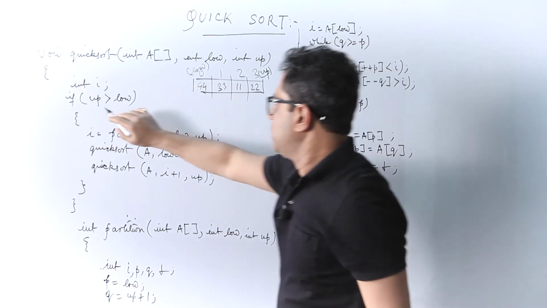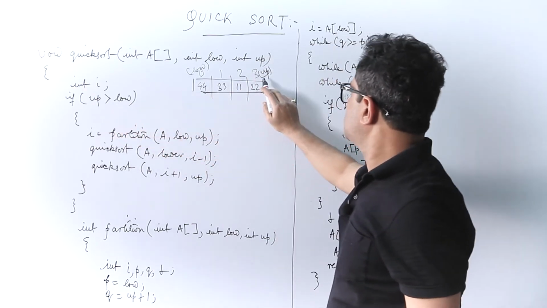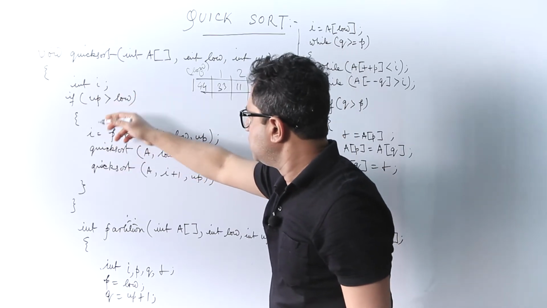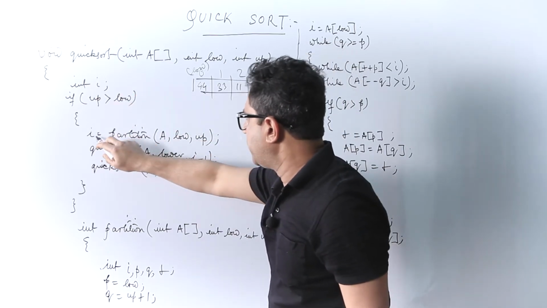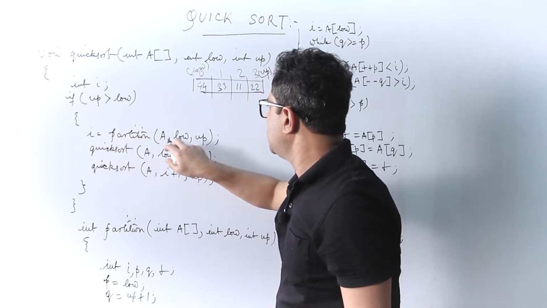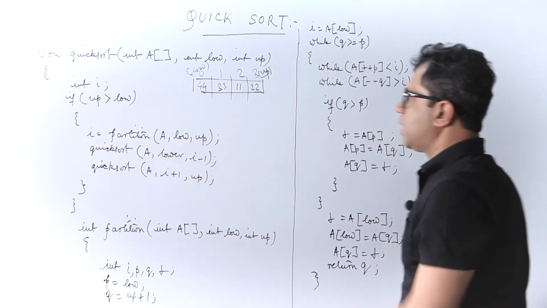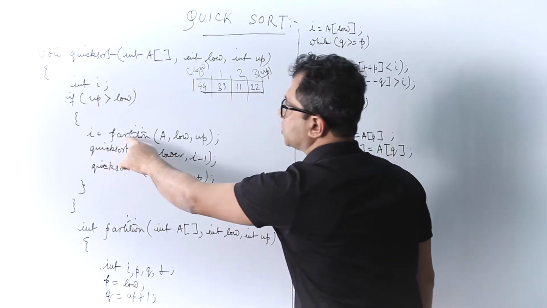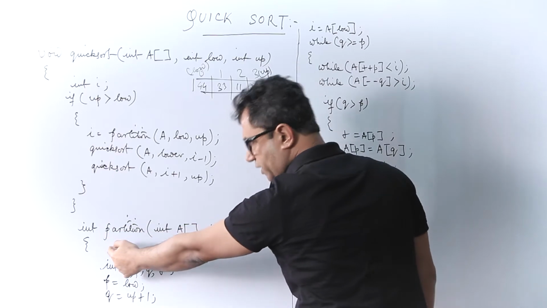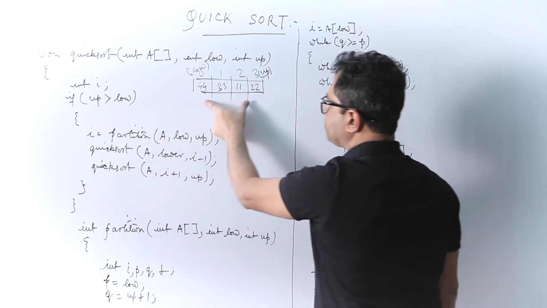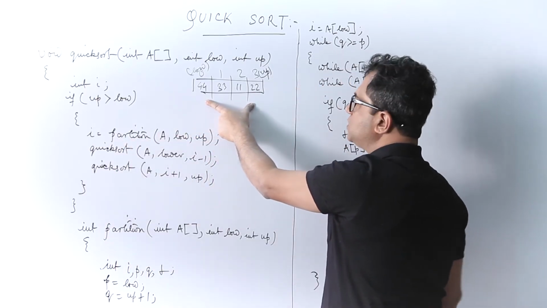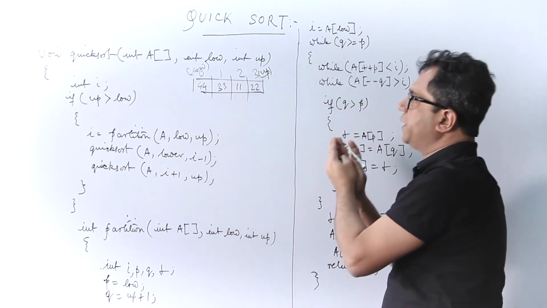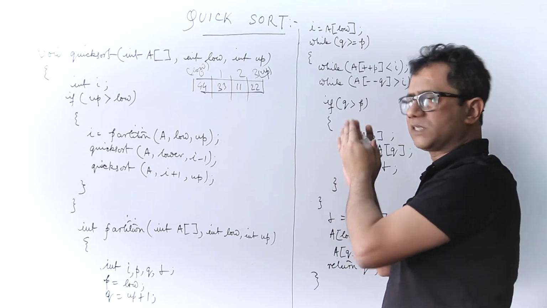Now we will see if up greater than low. Up is 3, low is 0. Definitely up is greater than low. Then we come to the if block and write this code: i is equal to partition a low up. What have we written? It means we are calling the partition function, which is written below, in order to divide the entire list of these 4 numbers into two sublists separated by the pivot element which we discussed in the previous video.